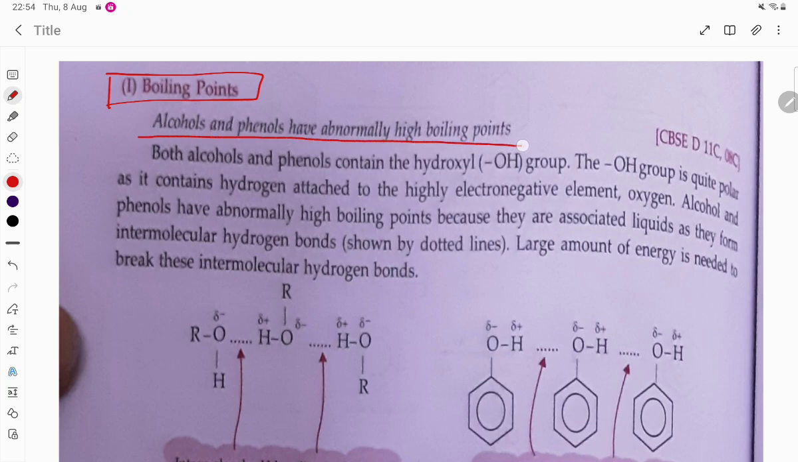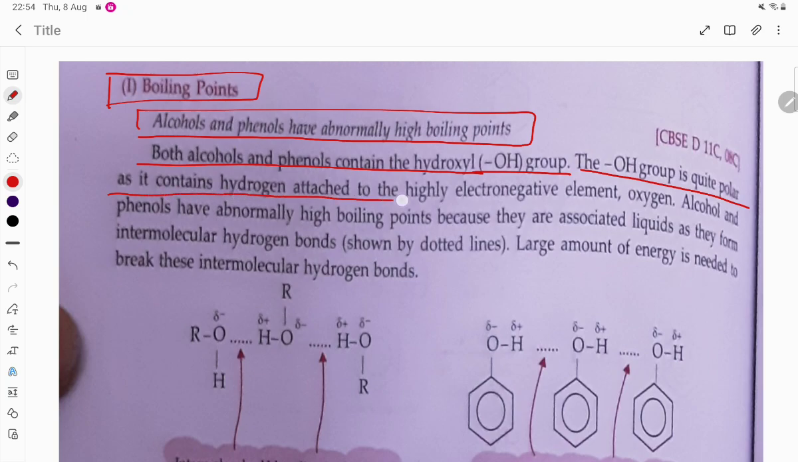Alcohols and phenols have abnormally high boiling points. Both alcohols and phenols contain the hydroxyl group. The OH group is quite polar as it contains hydrogen attached to the highly electronegative atom, oxygen.